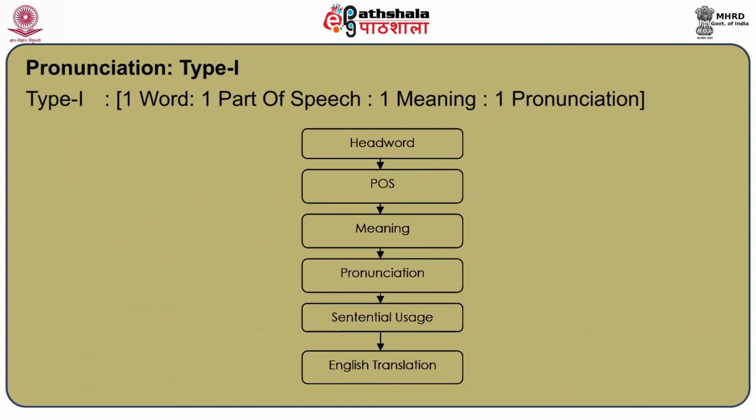Pronunciation type 1. Some words which show a difference between their forms and pronunciation belong to type 1. Here a single word denotes one part of speech, one meaning, and just one pronunciation. Although there is hardly any 1:1 parity between its form and its pronunciation, for example, the word Lakshmi has just one part of speech, that is noun, one meaning, that is goddess of wealth, and has one pronunciation, Lakshmi.